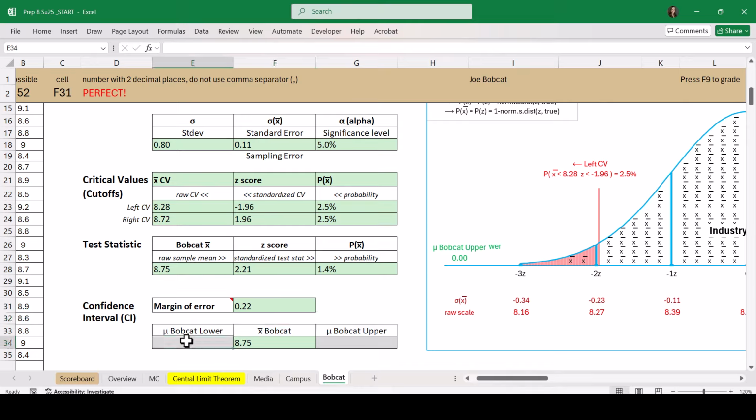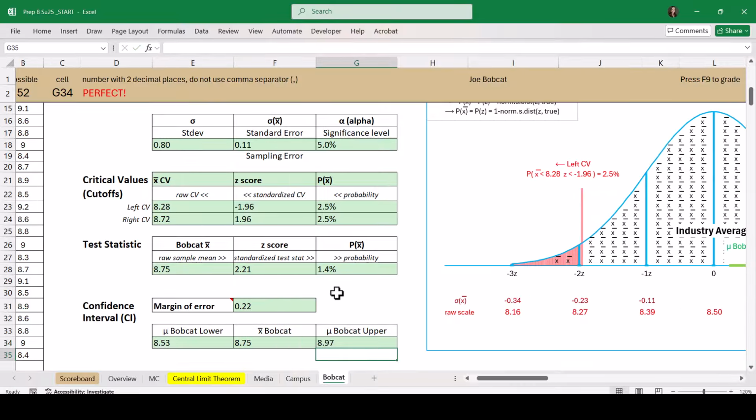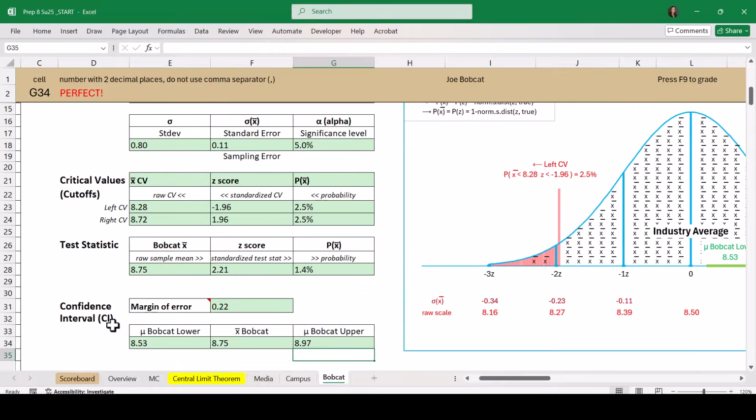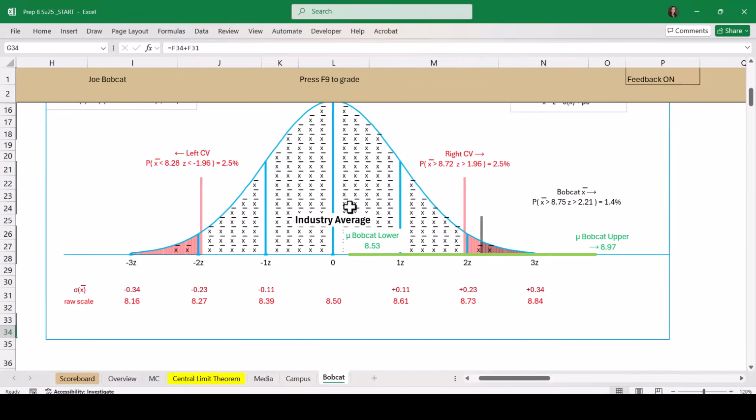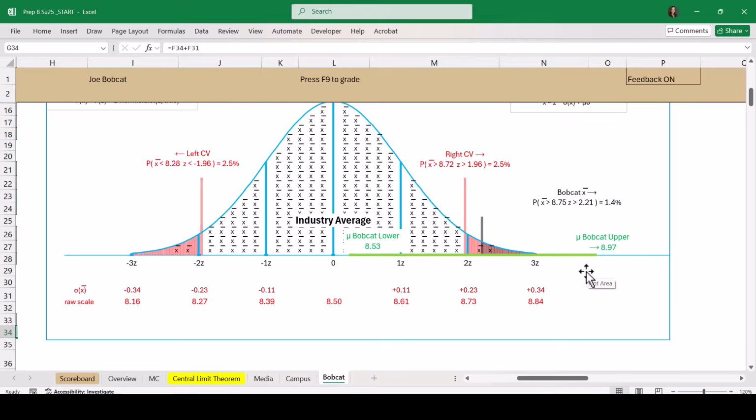All right, now we can use this margin of error to build our interval. So the lower is the sample mean minus the margin of error, 8.53, and the upper is the sample mean plus the margin of error, 8.97. So we are 95% confident that the population mean for Bobcat is 8.53 to 8.97. You can see that estimation is above the industry average of 8.5. And it has popped up on the graph. So this green line, again, it's this interval based off of our sample mean. Our sample mean is this gray line. And we have this interval. This is the estimation for the population mean for Bobcats.